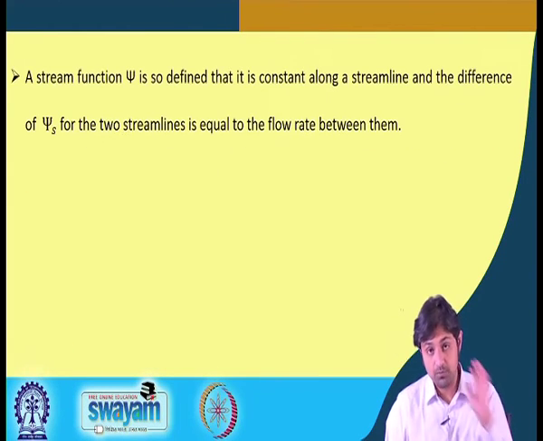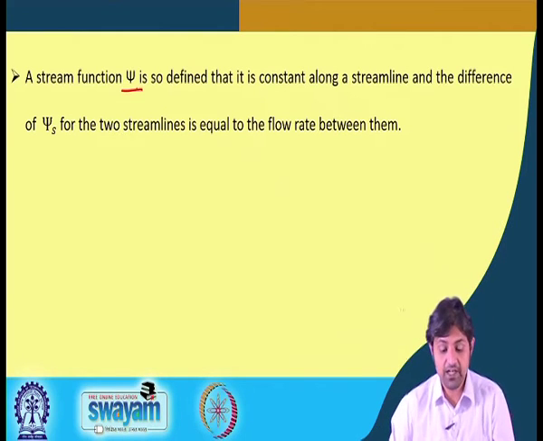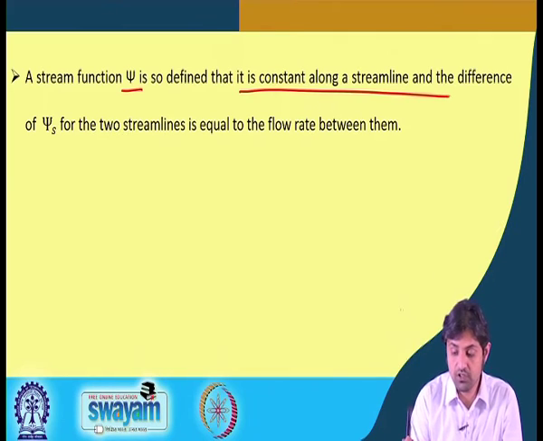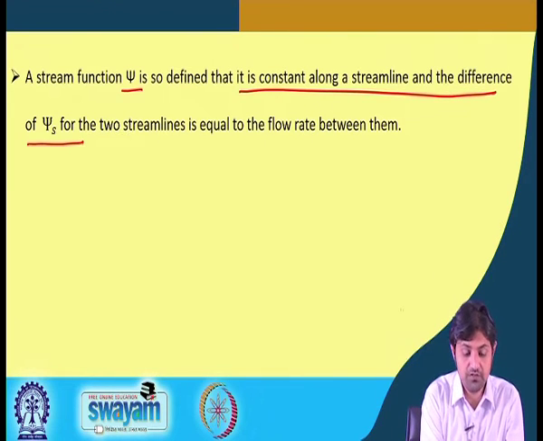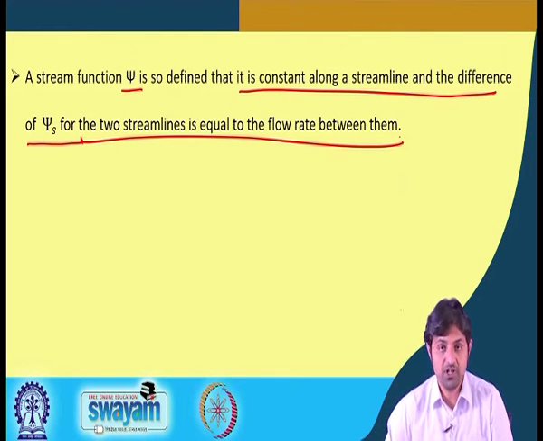Okay. So based on that, a stream function phi is defined so that it is constant along a streamline, and the difference of this for the two streamlines is equal to the flow rate between them. This is an important definition.